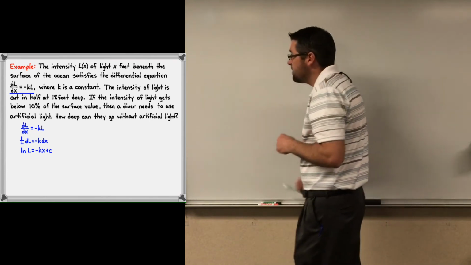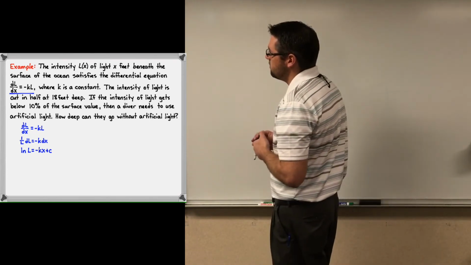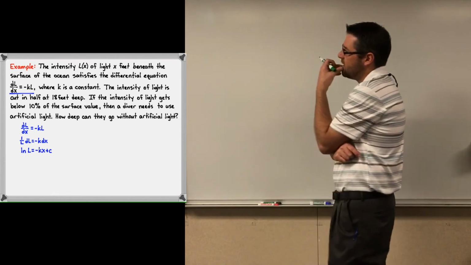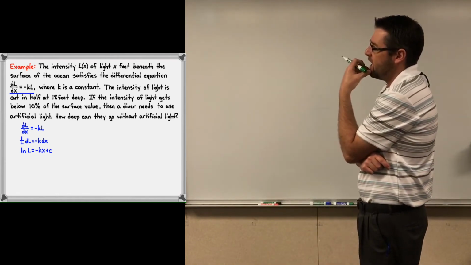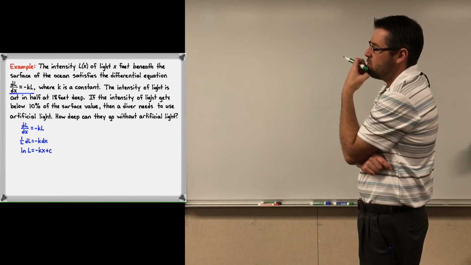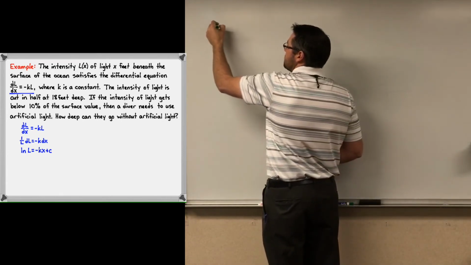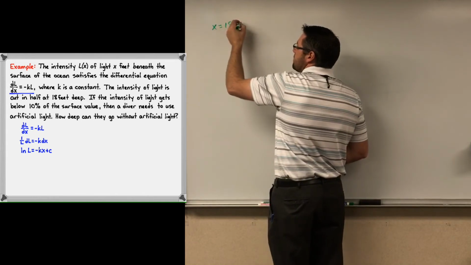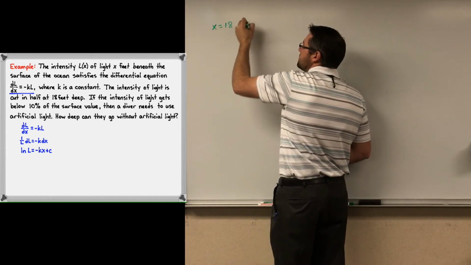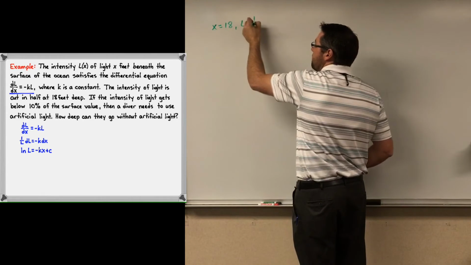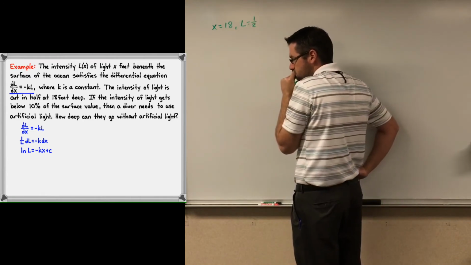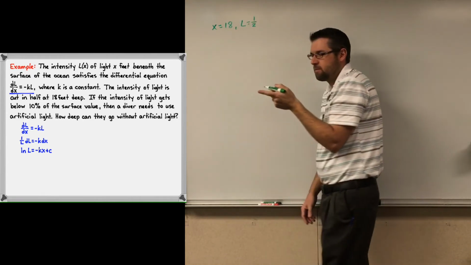Okay. The initial condition, well, let's read what else it says. It says the intensity of light is cut in half at 18 feet deep. What could you say about that? Okay, when x equals 18, L equals 1/2. Well, I'd say L equals 1/2 of what? Of the initial condition. So it's like an arbitrary value.